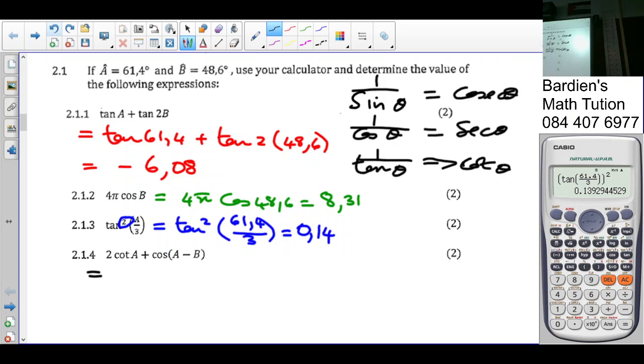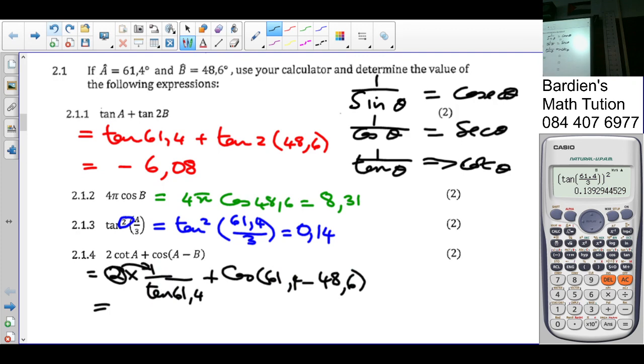Now on our calculators we don't have cot. So what will this be? 2 times 1 over tan. So it's 2 times 1 over tan of angle A, which is 61.4, plus cos of 61.4 minus 48.6. I could have put that 2 on top as well. You would have read 2 over tan 61.4. The same thing.